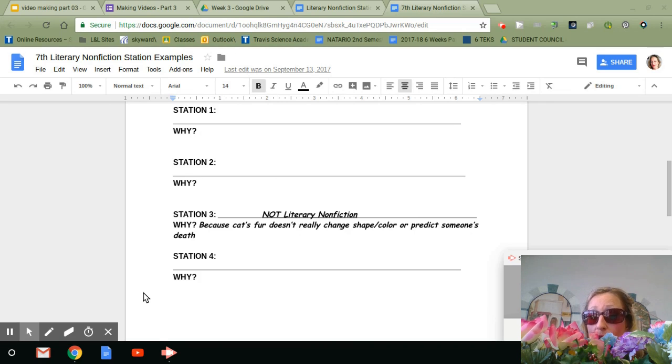So remember, you only have to find 3 literary nonfiction examples and tell me the reason why they are literary nonfiction. So now go to Google Classroom and please look and read very carefully these different literary nonfiction texts and fill out this station worksheet. I'll come back in a minute to see how you've done. Thanks, guys.